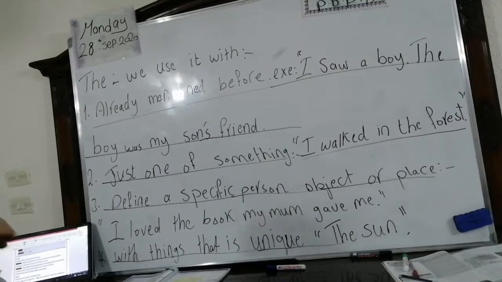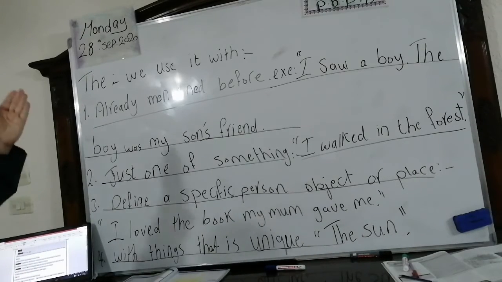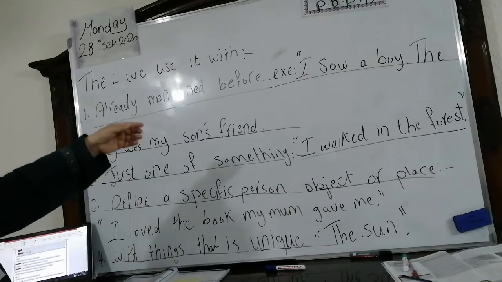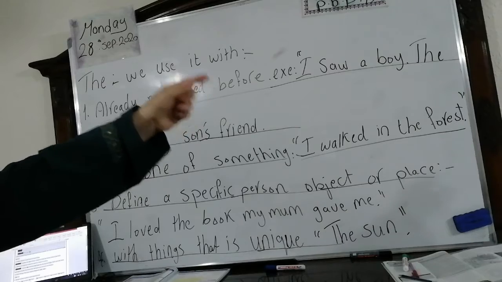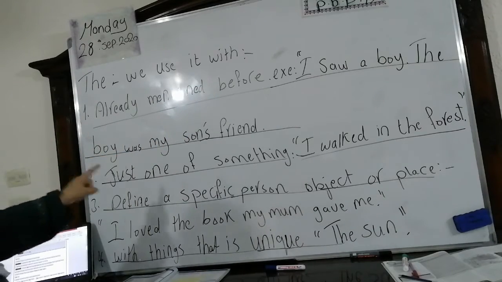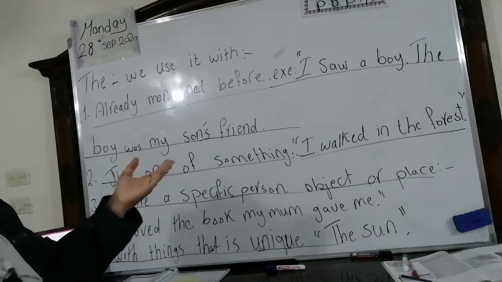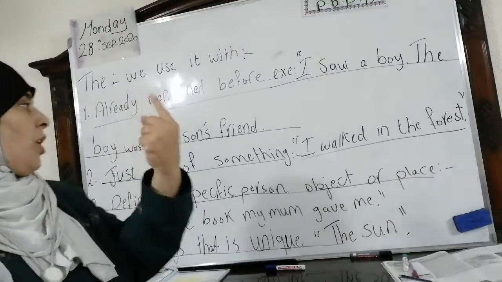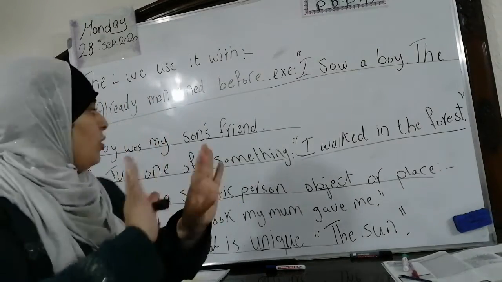Now, let's move to the uses of "the". Number one, already mentioned before: something we saw earlier. For example, I saw a boy. The boy was my son's friend. Number two, just one of something. I walked in the forest. In your area or in your country, you have only one forest, so you walked in this forest only, okay?